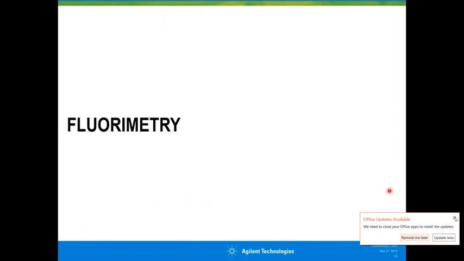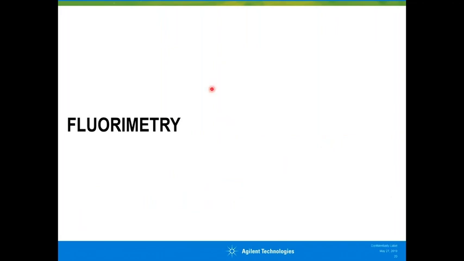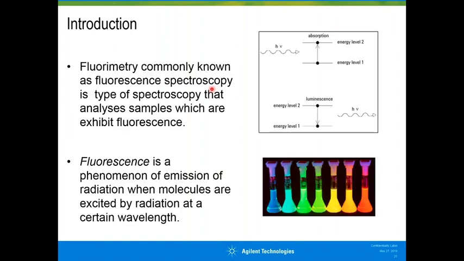Let's talk about fluorimetry, which is the last topic for today. Basically, fluorimetry is commonly called fluorescence spectroscopy. Okay, and this is a spectroscopy that is used to analyze samples which exhibit fluorescence. Now, what exactly is fluorescence?